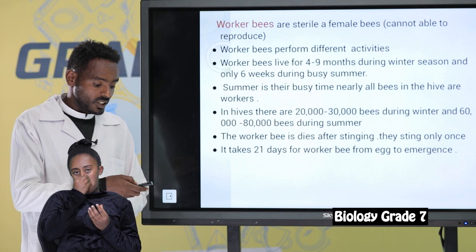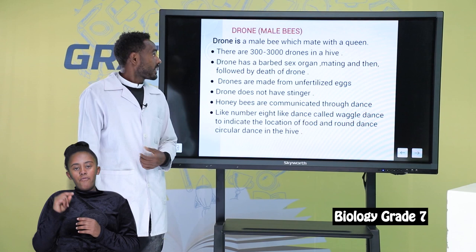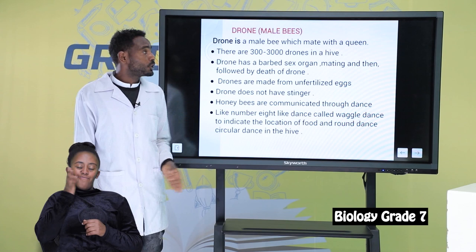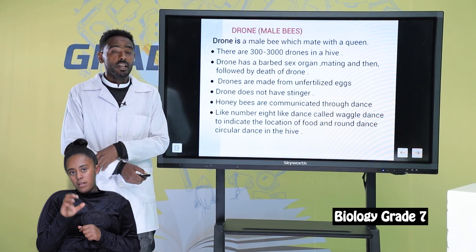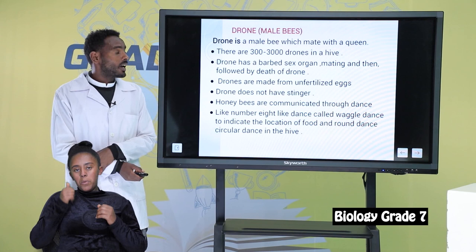Now we see the third caste of honeybee. The third caste of honeybee is called drones. Drones are male bees which mate with the queen. There are 300 up to 3,000 drones in a hive. A drone has a barbed sex organ, and mating is followed by the death of the drone.